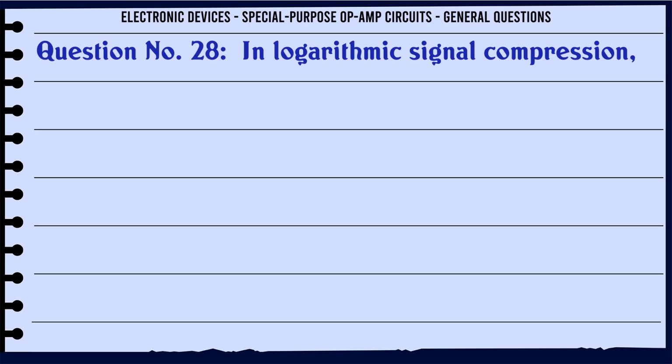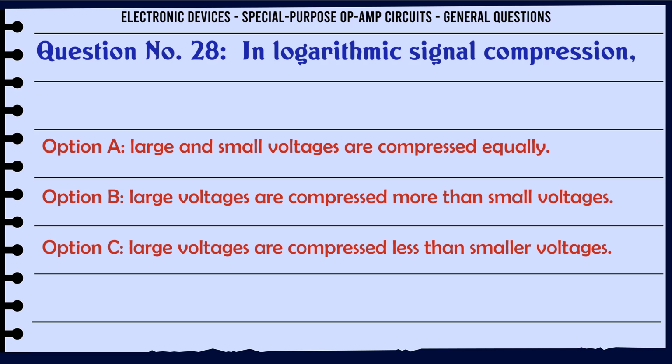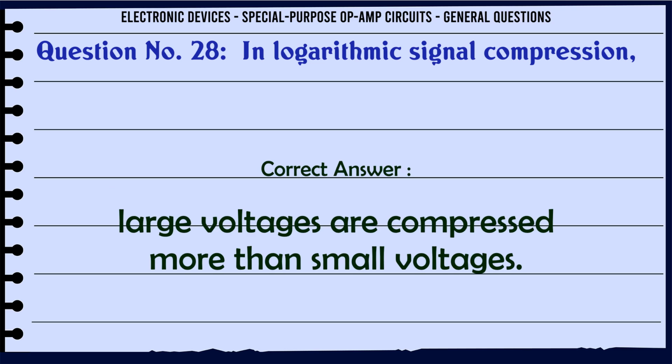In logarithmic signal compression, A. Large and small voltages are compressed equally. B. Large voltages are compressed more than small voltages. C. Large voltages are compressed less than smaller voltages. D. None of the above. The correct answer is large voltages are compressed more than small voltages.